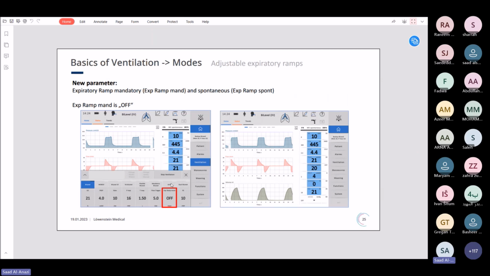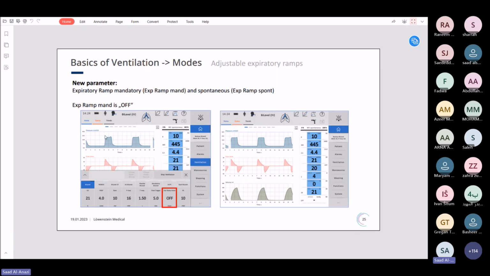How can we activate the expiratory ramp mandatory? You can see it here from the ventilation settings. If you select the mode, you will have options here: expiratory ramp mandatory. You can turn it on, or set it by percentage: 20%, 50%, or 100%. It depends on what you are seeing in the waveform.